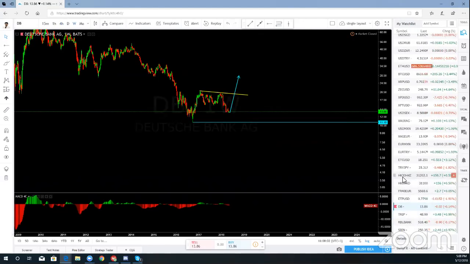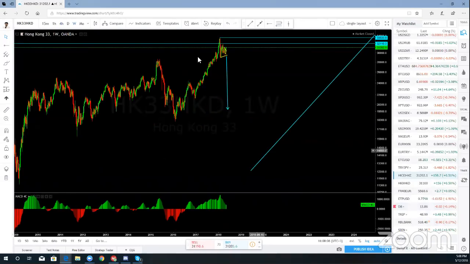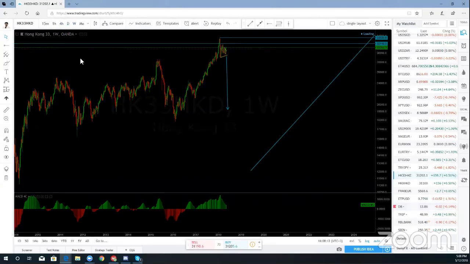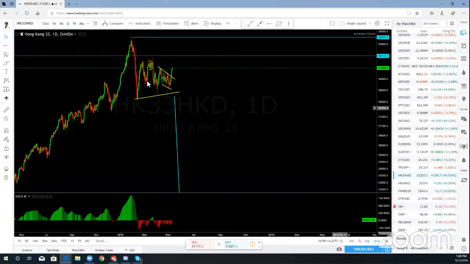Let's see, what else? Somebody wants this HK33. Let me just show them. So it's still in consolidation, as you can see, that consolidation before they come down. First, it was supposed to go up. So let's see, is it going up? Yes, it's going up. Good, right? You can see that upside.